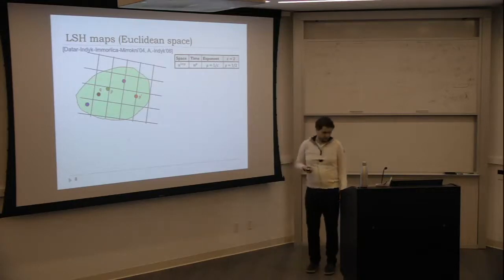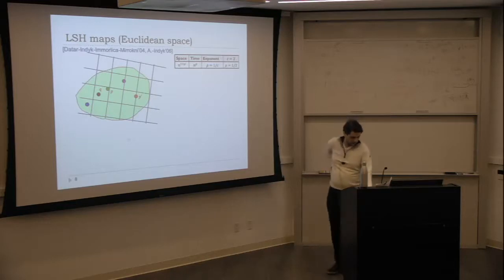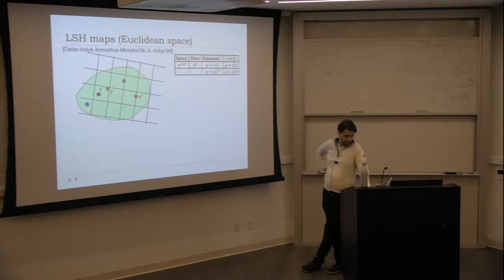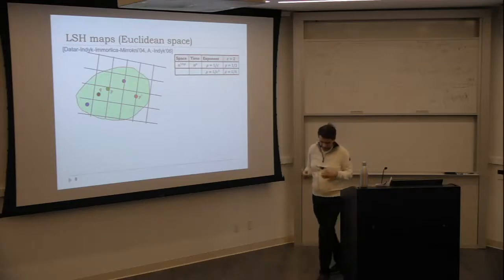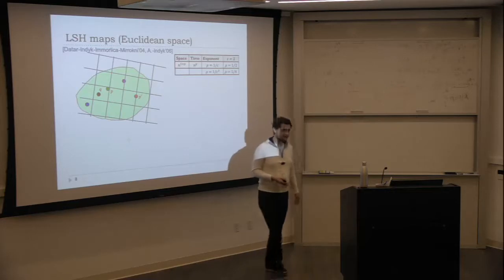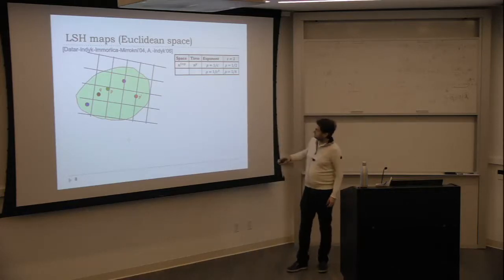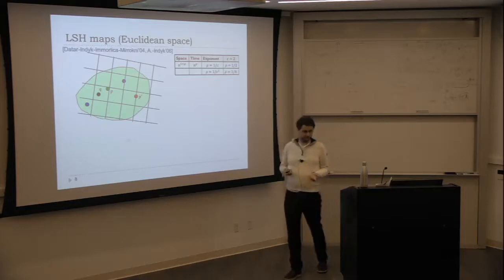Okay, so now the game becomes as follows. Well, can we get a better rho? And the answer is yes, we can get a better rho. And this is really one of the phenomena that is interesting in high-dimensional geometry. And in particular, you can get a better space partition.